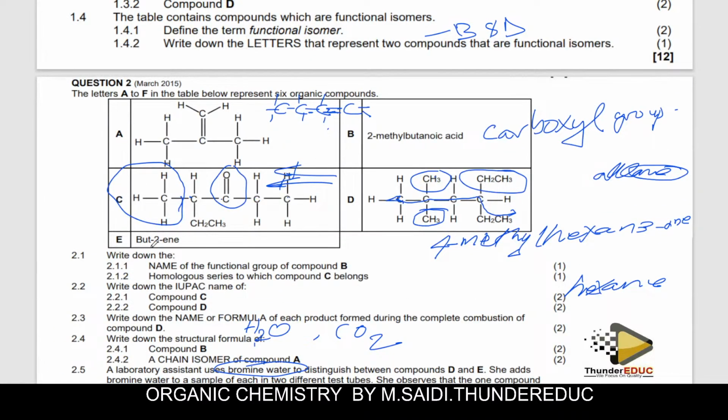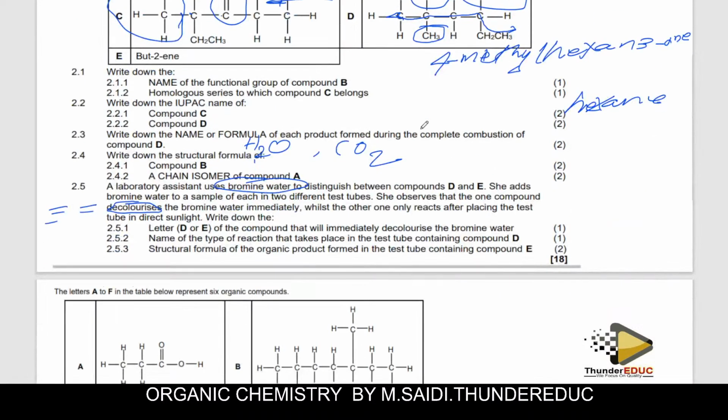Where is E? E is but-2-ene, which is a double bond. Then D is a single bond. So D is not the one that will decolorize immediately; E will decolorize immediately because it is a double bond. So the answer here is going to be E.